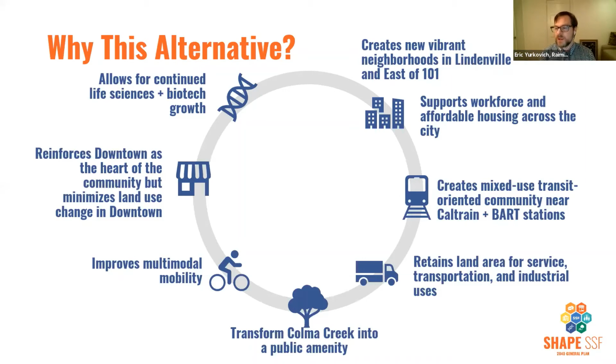And then finally, I think we heard very, very strong support for really transforming Colma Creek into something special that can really be a distinct feature of South San Francisco. So something to move the water and make sure that we're safe, but also to create those spaces for gathering, those opportunities for community and those opportunities for different types of mobility.